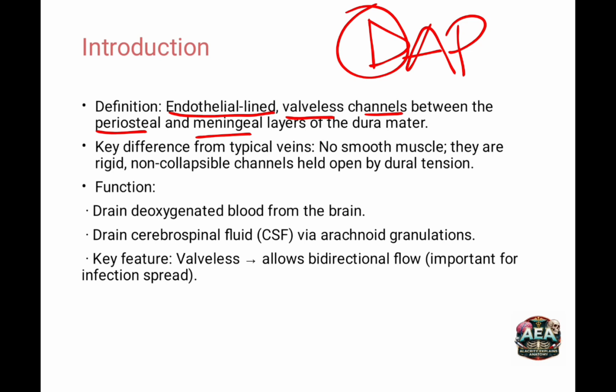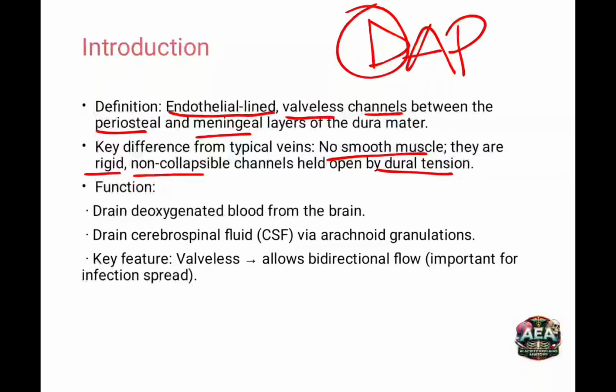The key difference between these dural venous sinuses and a typical vein is that they do not have smooth muscle. They are rigid and non-collapsible channels which are held by dural tension. So that's the difference between the dural venous sinuses and the typical veins. No smooth muscle, they are rigid and non-collapsible.